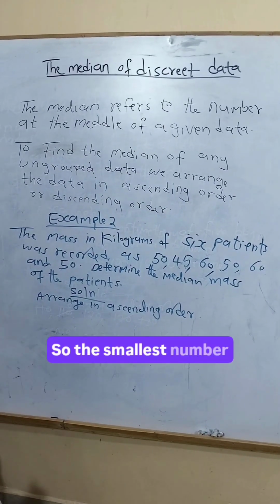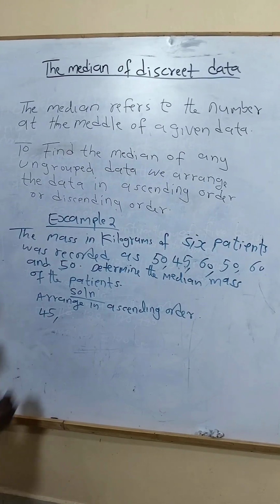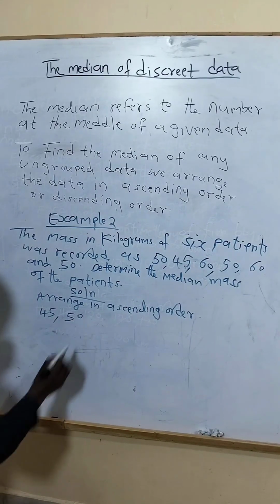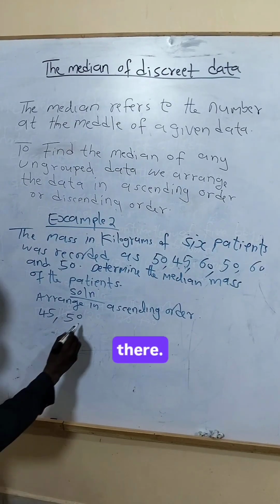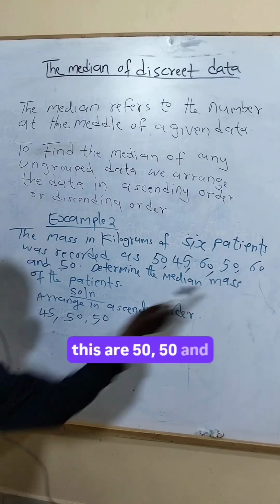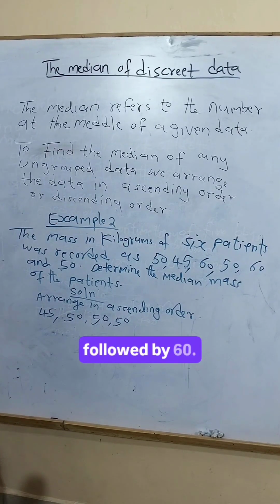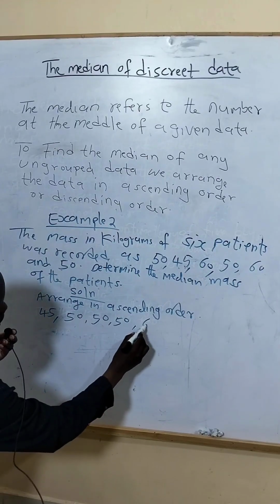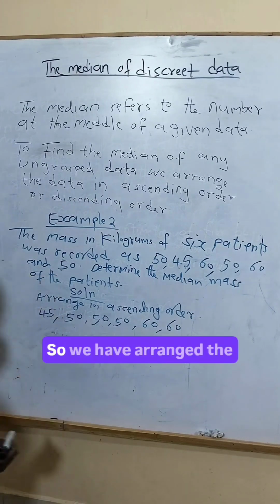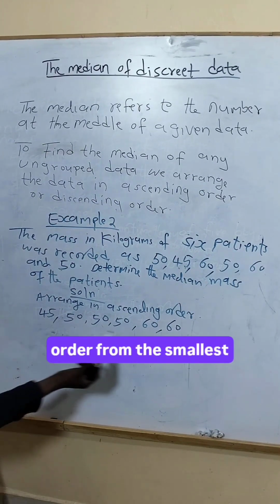So the smallest number here is 45, followed by 50. There's another 50 there. These are 50, and there's another 50 here. Followed by 60. And there's another 60 the other side. So we have arranged the numbers in ascending order from the smallest to the largest.